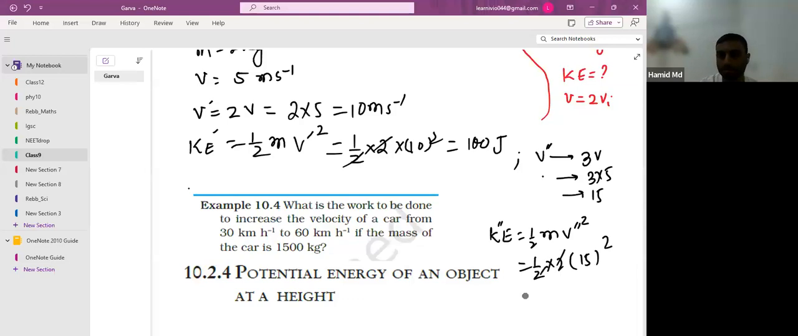Mass is fixed, 2, and double prime is 15 square. So this to this cancel. And 15 square is how much? 15 into 15. 225, right? 15 square is 225. So it will be 225 joule. That's it.